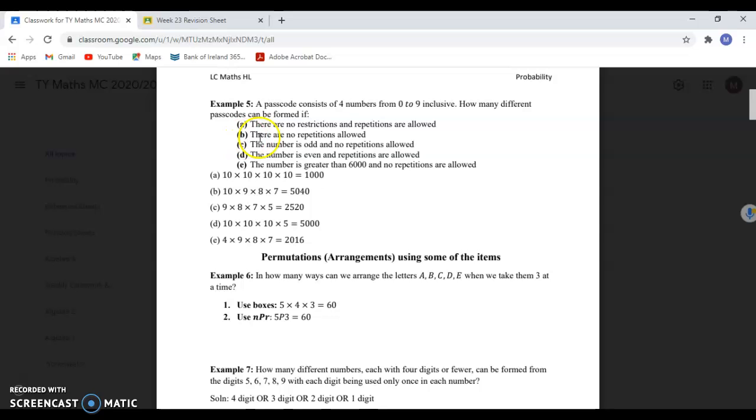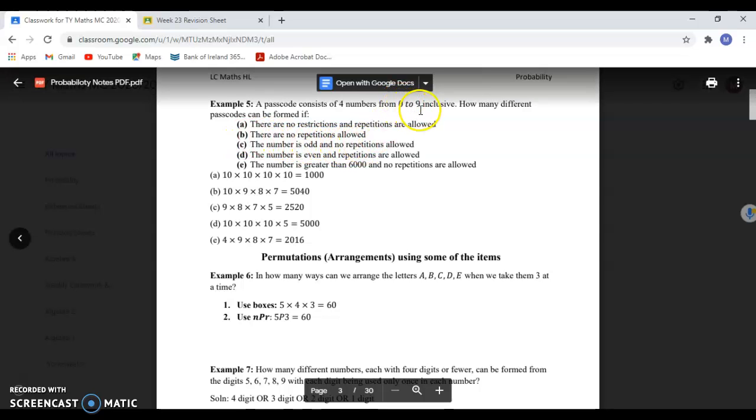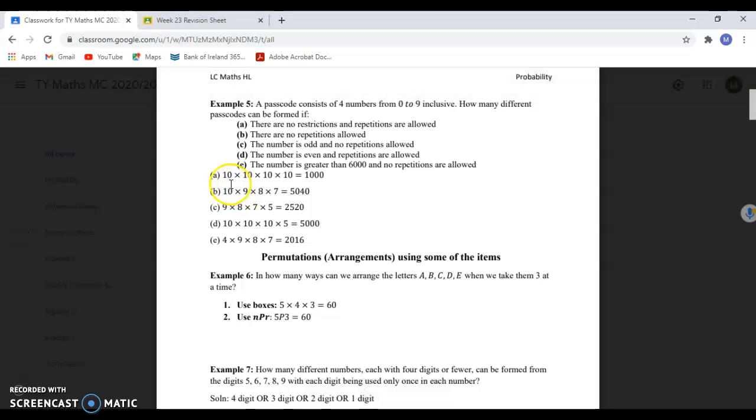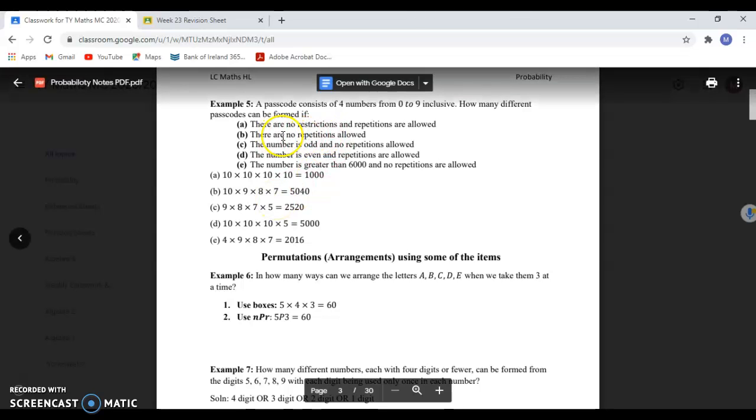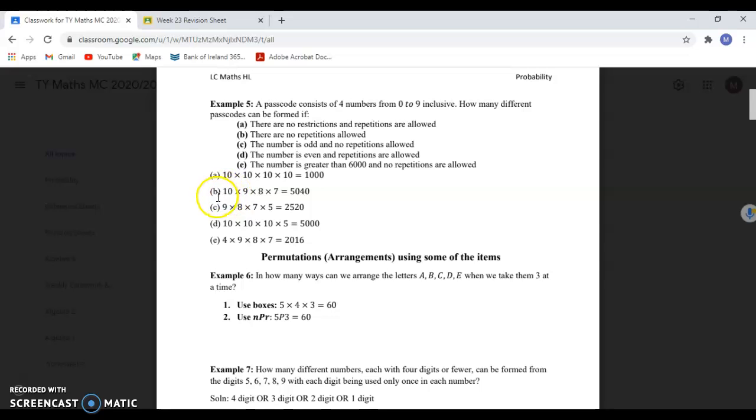The next one, there are no repetitions allowed. So again, from 0 to 9 inclusive, that is 10 different digits. So you have 10 choices in the first box. I would like boxes here, by the way. And then by 9, by 8, by 7. Why is it going down? Because no repetitions allowed. If I've used one digit, that one is gone. So now I have only 9, by 8, by 7. It's reducing down.